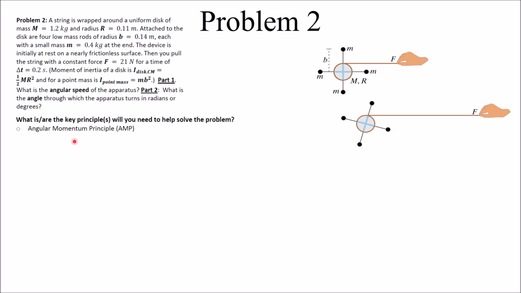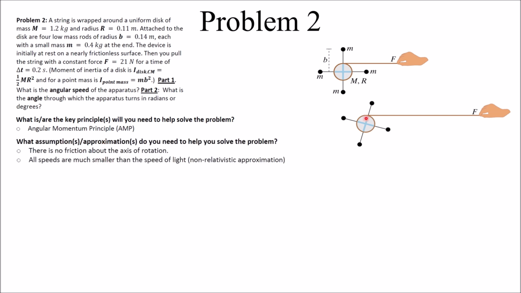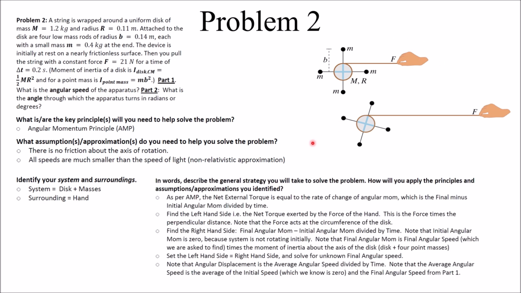So we're going to use the angular momentum principle. We're going to assume that there's no friction about the axis of rotation, and that all the speeds are much smaller than the speed of light. We're going to use the system of the disk and the masses, and the surroundings is basically just your hand.